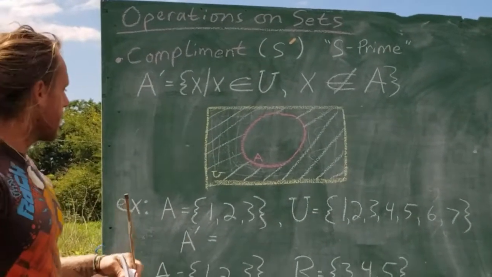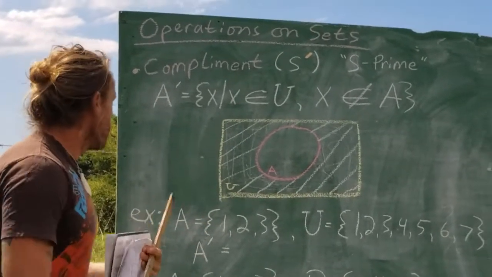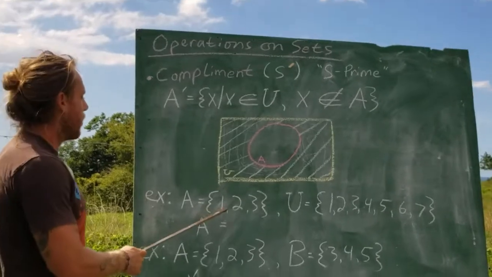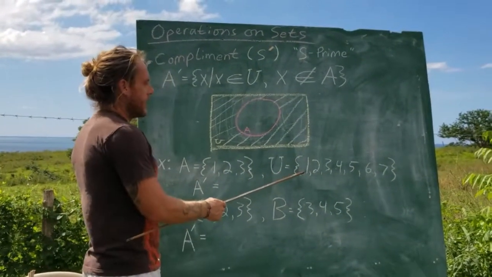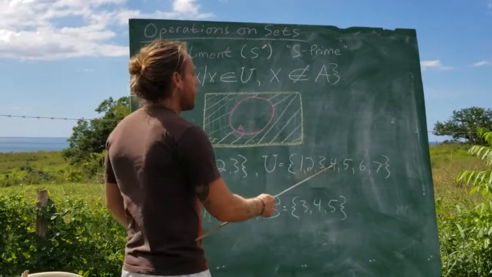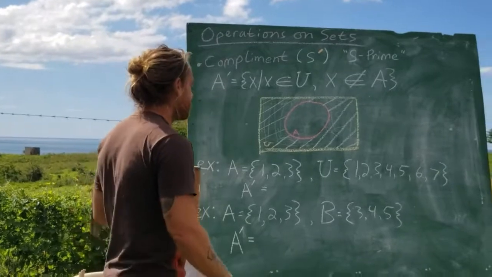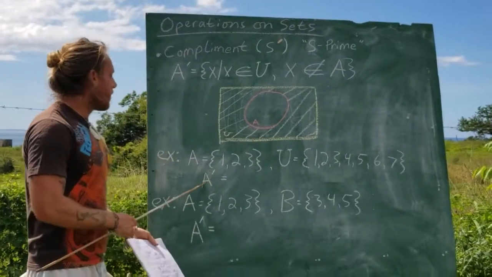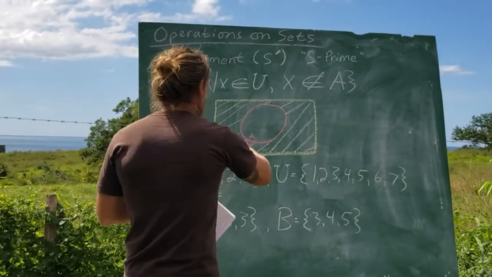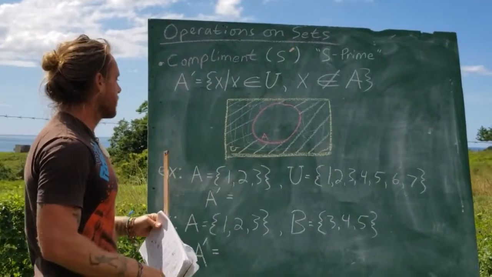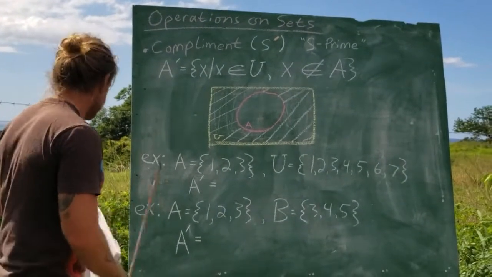We'll see how this plays out using some very simple examples. So let A equal the set 1, 2, 3. Let U, the universal set, be the elements 1, 2, 3, 4, 5, 6, and 7. So using our picture here, our goal, of course, is to find the complement of A, or find A prime. So let's plug these numbers in so we can look at this picture with respect to this particular example.